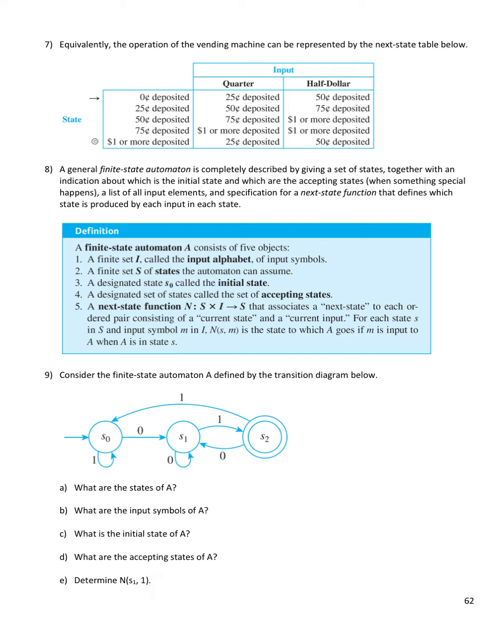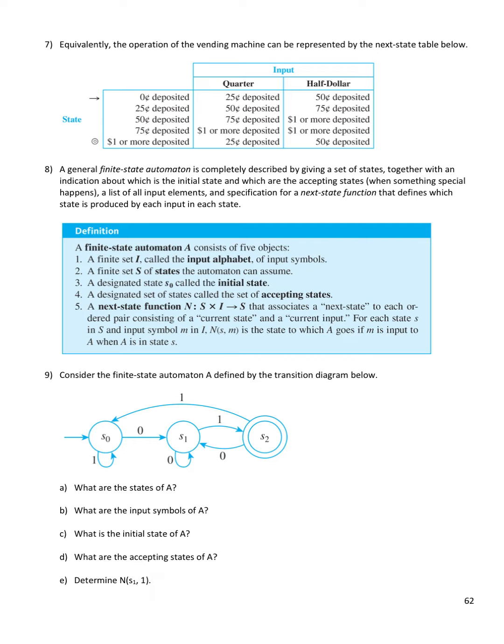So you would read this as, if you're at the initial state, 0 cents deposited, and you input a half dollar, now you're at 50 cents deposited. If you're at 50 cents deposited and you input a quarter, now you're at 75 cents deposited. And if you're at 75 cents deposited and you input a half dollar, now you're at $1 or more deposited, which is the acceptance state of the machine, and you get your bottle of juice.